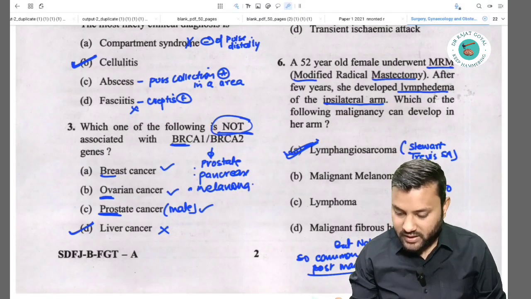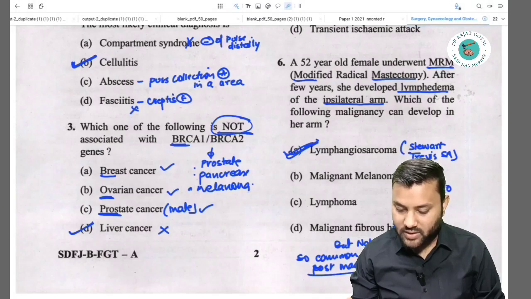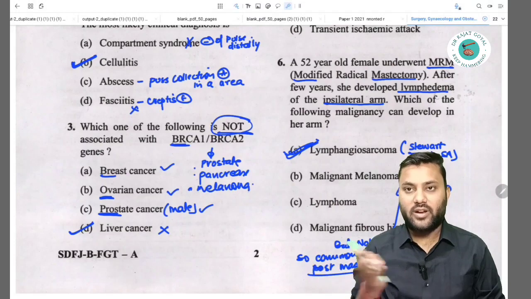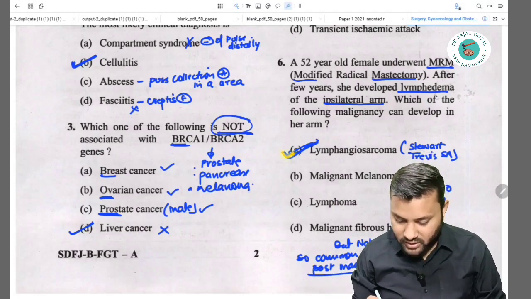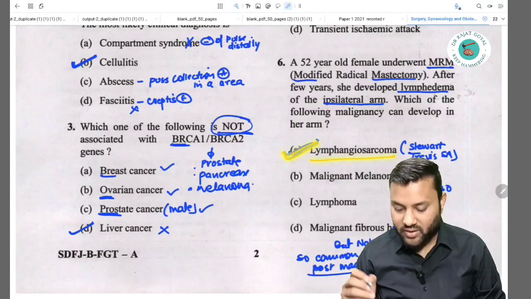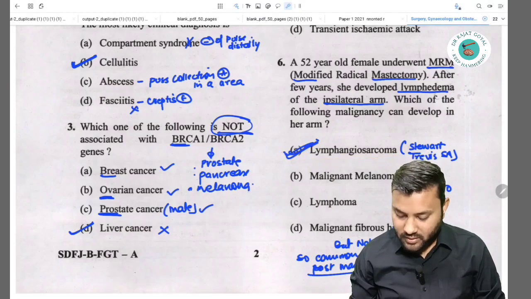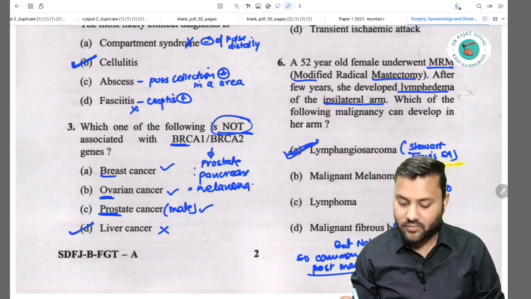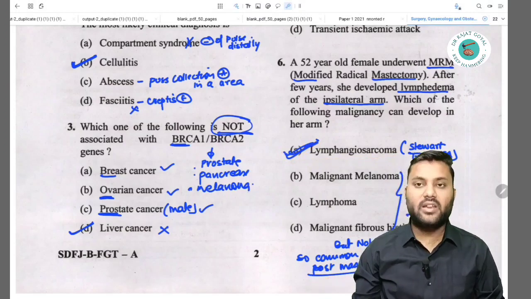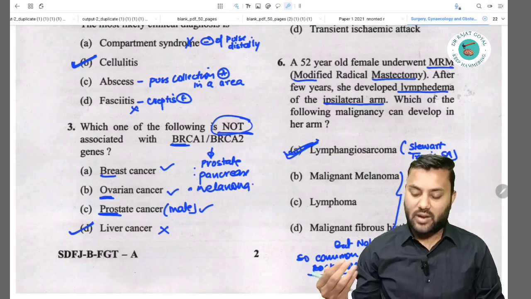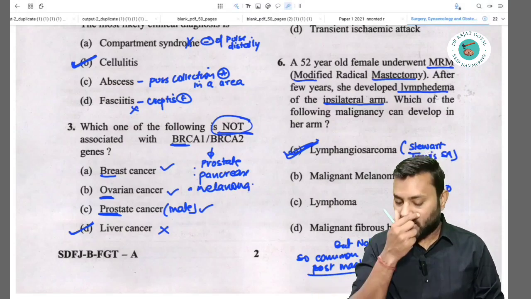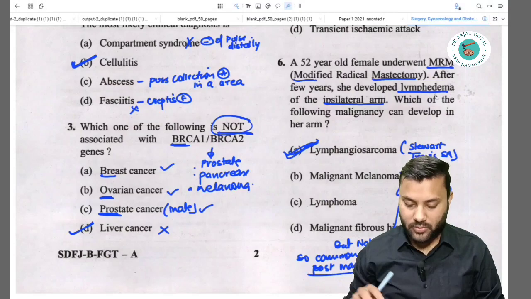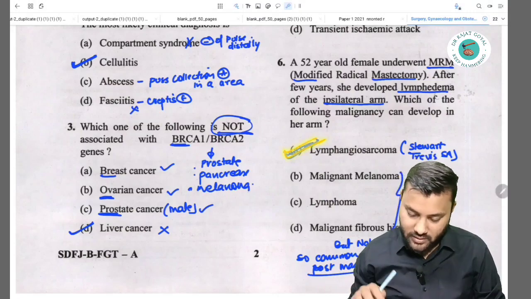A 52-year-old female underwent MRM. After a few years, she developed lymphedema of the ipsilateral arm. Which of the following malignancies can develop? We have already seen this in the previous question; the question is repeated. It is lymphangiosarcoma. It is Stewart-Treves syndrome, in which lymphedema occurs after mastectomy, and when the lymphedema becomes chronic, it may change into lymphangiosarcoma. So the answer here is option A.